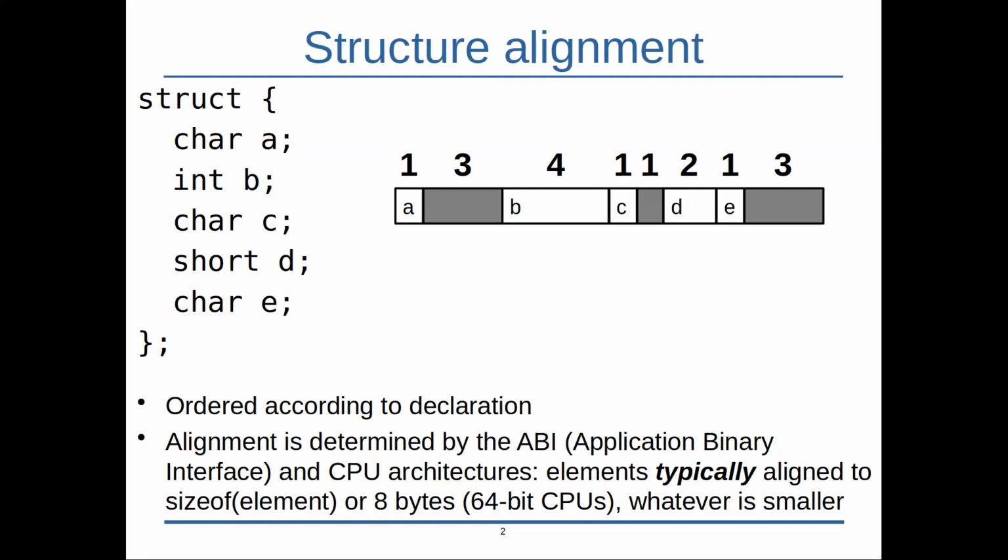But let's compare it if we just have int b, then short d, and then all chars at the very end. That would be 4 plus 2, 6, plus 2, 8. Then you will have 9, and then you'll have to have 3 bytes padding at the very end. So that's going to be 12, right? So that will be slightly more space efficient if you just rearrange some of these fields.